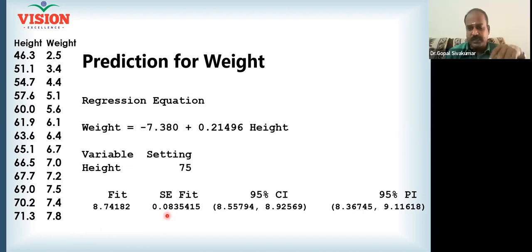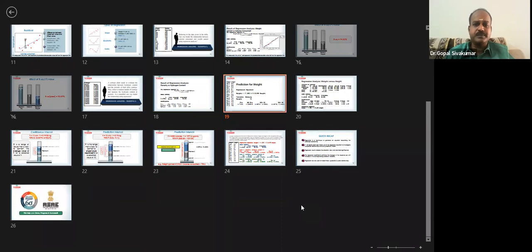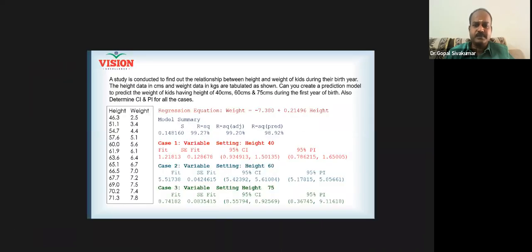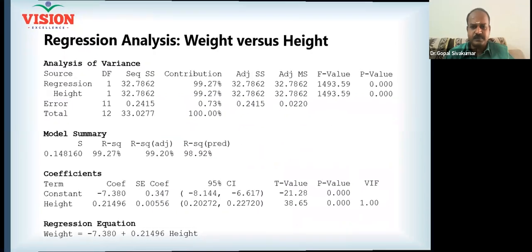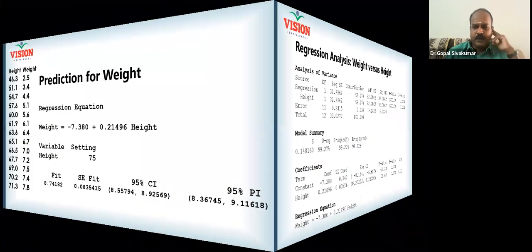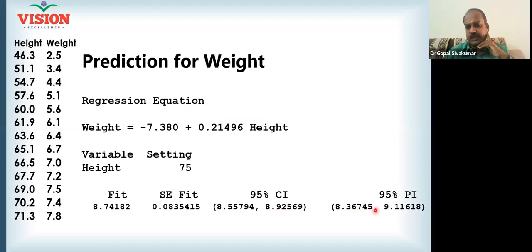Now, once the standard error of mean is obtained, plus or minus 2 times will give you the confidence interval, right? And then similarly, the prediction interval is also obtained. And now see here, 8.74 is fitting in the confidence interval as well as fitting in the prediction interval, right?